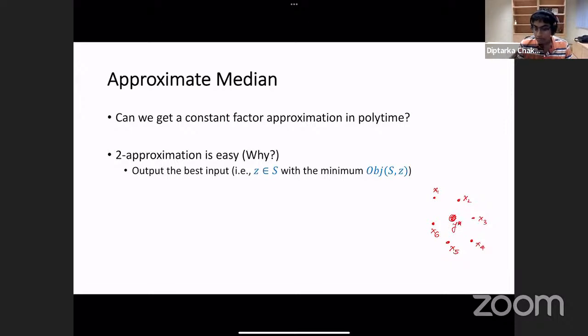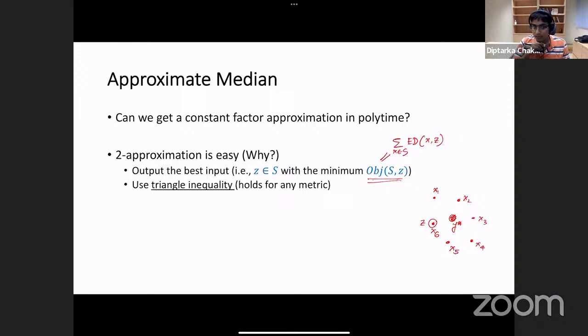But now I am saying that instead of that, if you just output the best input, so something just from this input set, which minimizes this objective value. If you again recall what the objective value was, it was the sum of distances. So now I am saying that whatever the best input is, that should give a 2 approximation. Why? This is just because of the application of the triangle inequality.